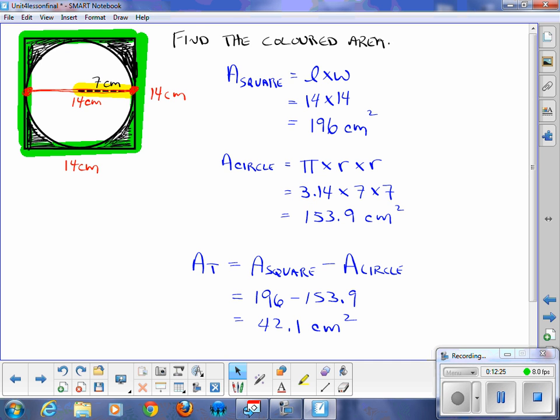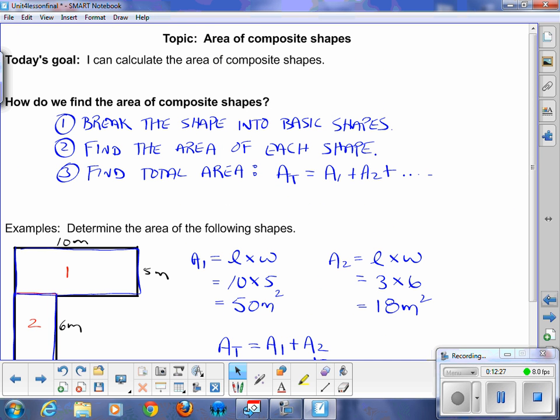So, reviewing the rules. When you want to determine the area of a composite shape, you chop it up. You break it into basic shapes that you know. Okay? Second step, find the area of each shape individually. And finally, you add or subtract, depending on the situation, all the areas together in order to get your final answer. All right, good luck with the homework.